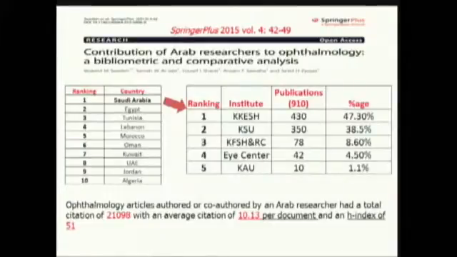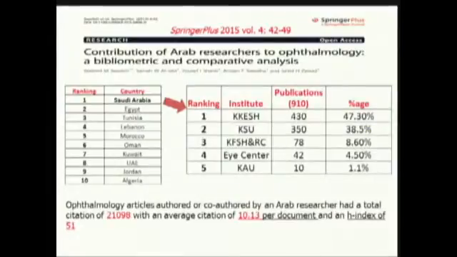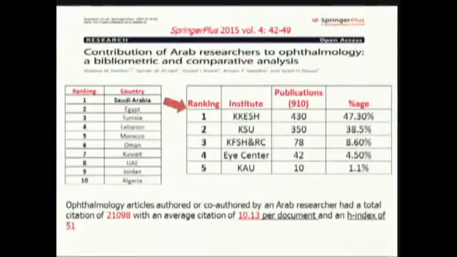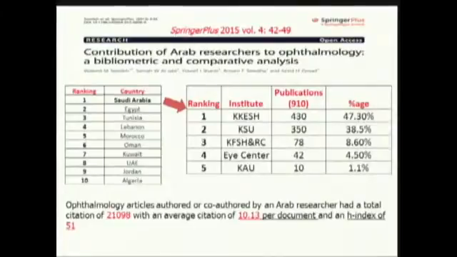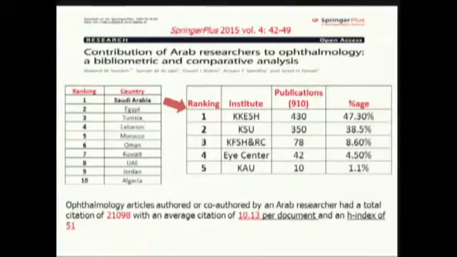KKESH has an advantage over KSU: if you say KKESH, then automatically it's ophthalmology. So the interesting part in Saudi Arabia is that KKESH came as number 1 with 430 publications, constituting about 47.3% of the total number of ophthalmology papers published by Arab countries.